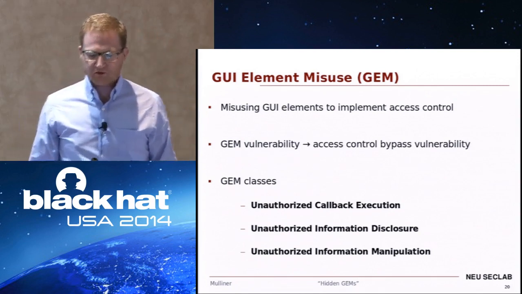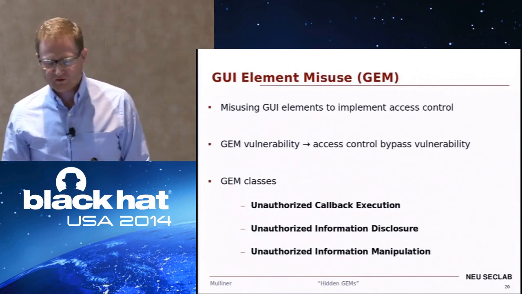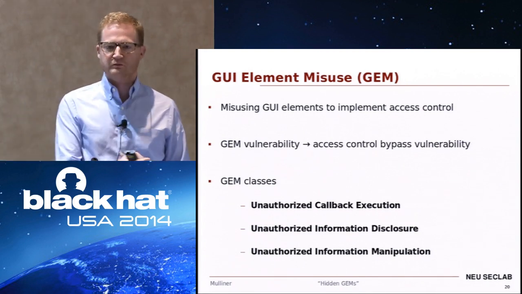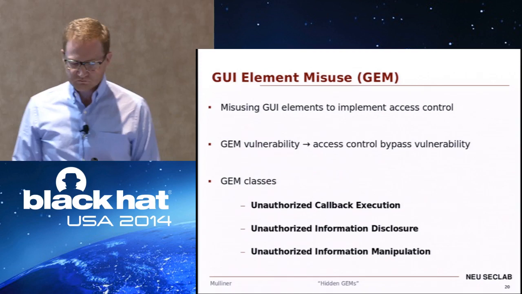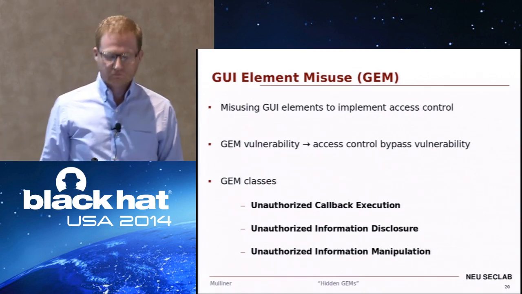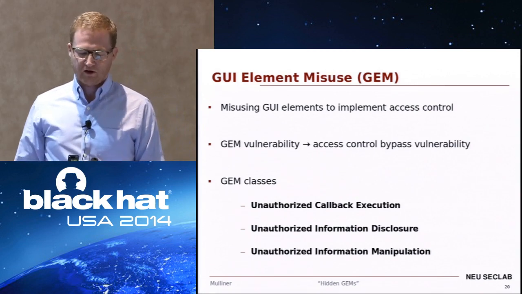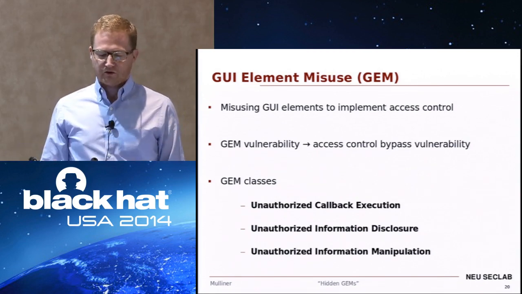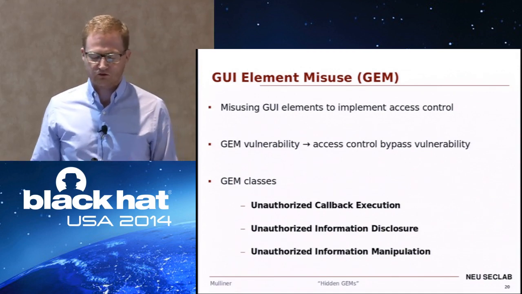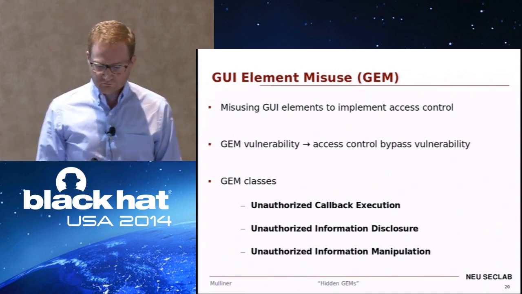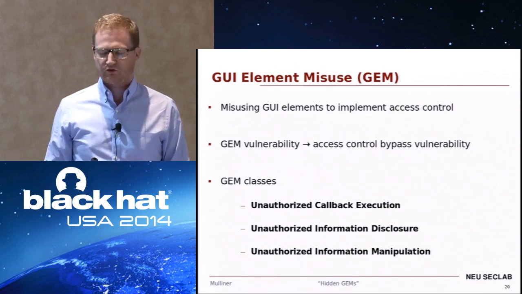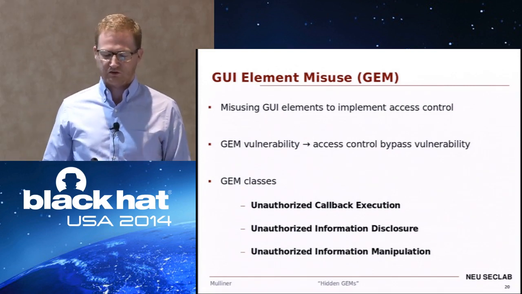This class of bugs, we name GUI Element Misuse. Basically you're misusing UI elements to do things you were not supposed to do with them, in this specific case, implementing access control. So if you have a GEM vulnerability, you basically have an access control bypass vulnerability. The 3 classes are unauthorized callback execution, data leakage, and data manipulation.